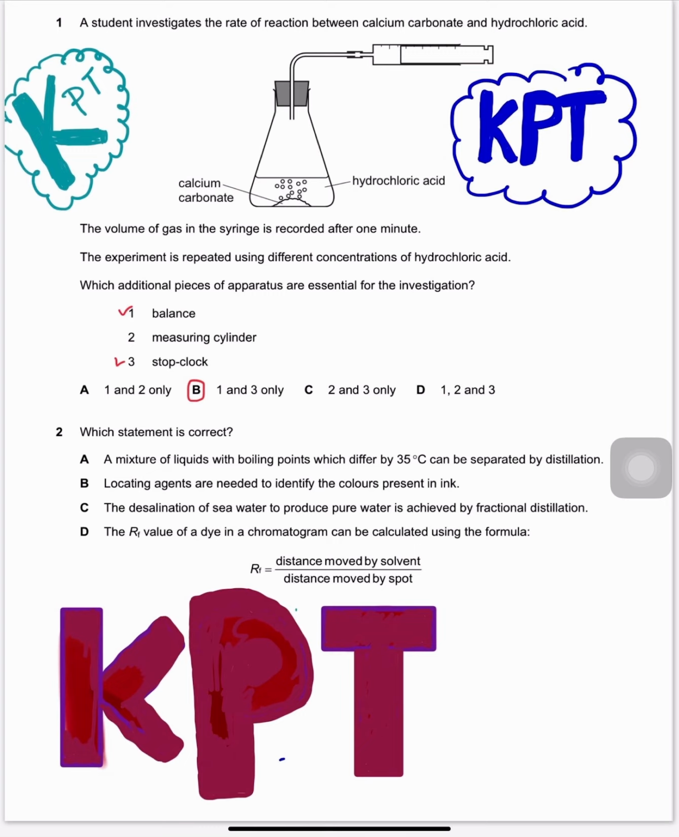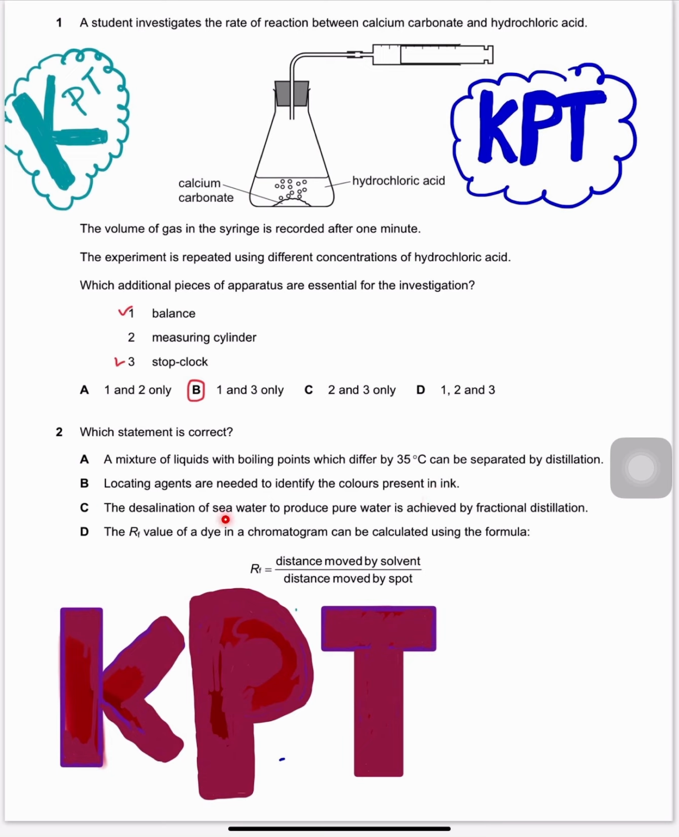So here let's read the statements now. A mixture of liquids with boiling points which differ by 35 degrees centigrade can be separated by distillation. Okay, locating agents are needed to identify the colors present in ink. We cannot use a locating agent for this purpose because the spots of the ink on the paper chromatography will be colored, obviously, so there is no need of a locating agent.